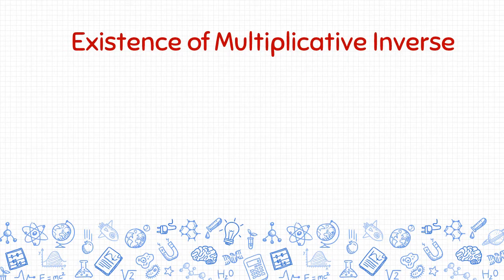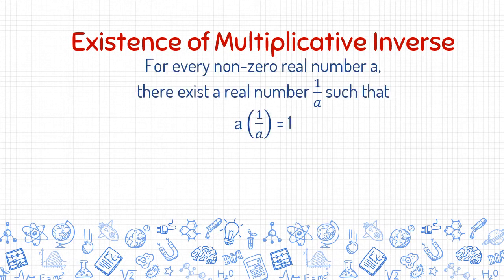So next, let's have the existence of multiplicative inverse. For every non-zero real number a, there exists a real number 1 over a such that a multiplied by 1 over a is equal to 1. So here we have the multiplicative inverse, or the fraction of a whole number. For example, we have positive 2. The multiplicative inverse of positive 2 is 1/2. Then for example, we have 9. The multiplicative inverse of positive 9 is 1 over 9.